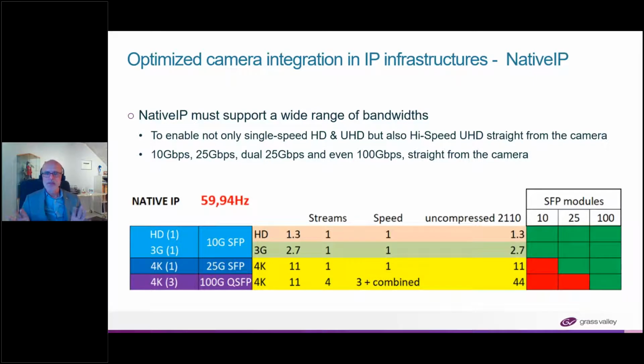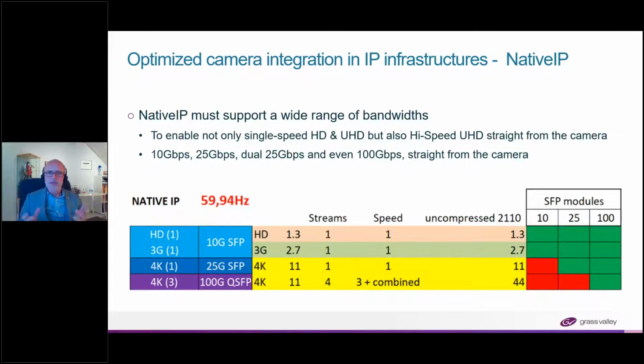Only 44 gig for video streams, not counting any audio, intercom, or maybe additional monitoring signals we provide. And as you see, 44 gig is not supported anymore with a 25 gig SFP, so we would need to go to minimum 100 gig QSFPs. Well, you could say, then just put a 100 gig QSFP in the camera, and then you are ready for all the different applications.